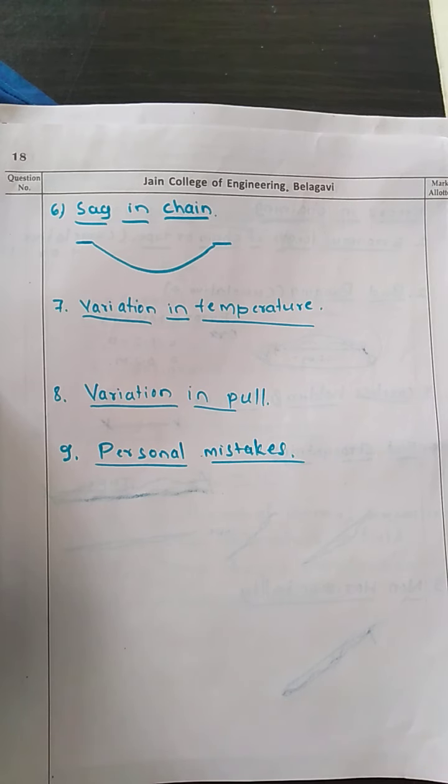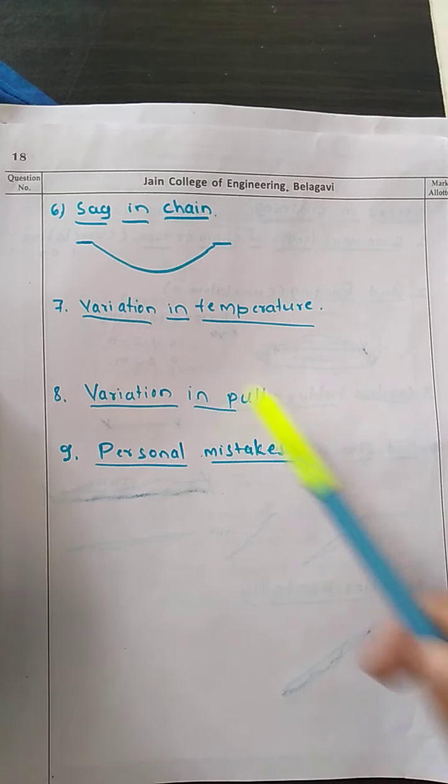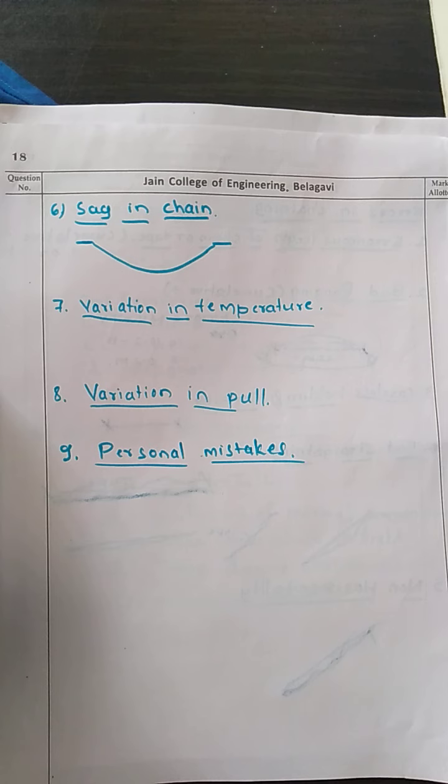Then the variation in the pull. Next is the variation in the pull. If the pull applied in straightening the chain or tape is not equal to the standard pull, then the length is going to change. If we apply too much pull or too little pull, then again the length of the chain and the tape is going to change, and whatever readings we take are not going to be proper.